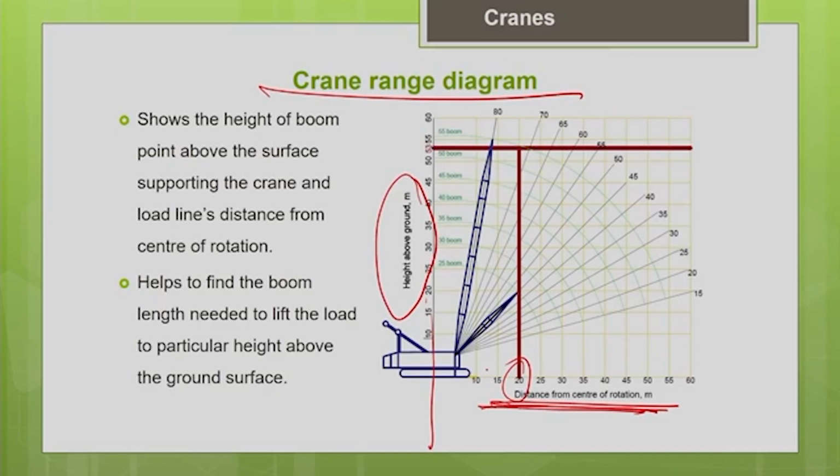And if you want to say, for example, I need to reach a height of say 53 meters, the maximum height reach needed is say 53 meters. Then what is the boom length needed for my particular project, I can determine from this range diagram. These curved lines indicate your boom length.